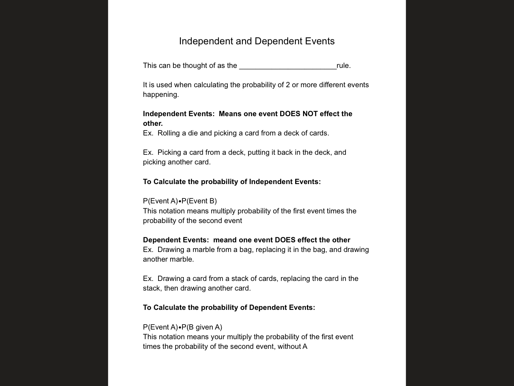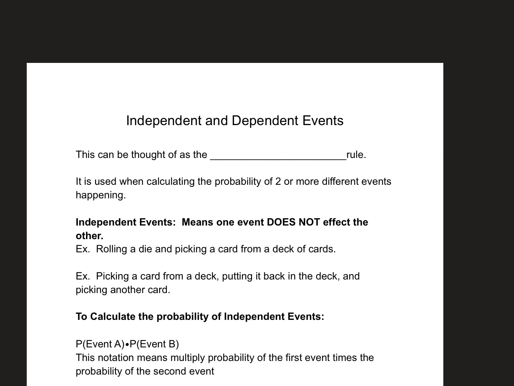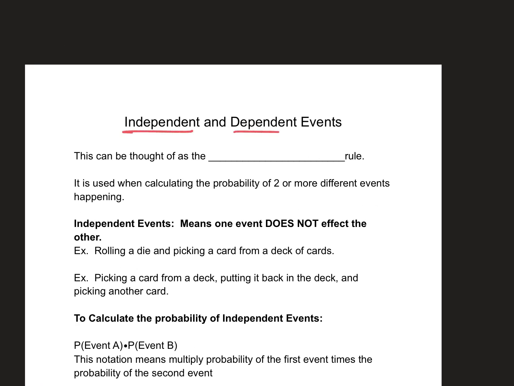Okay, we are moving on with some more probability. So this time we are going to look at independent and dependent events. This is where you have more than one event that's going to occur. You're going to do two, maybe three different things. And sometimes what happens on the second event is impacted by what happened on the first one.